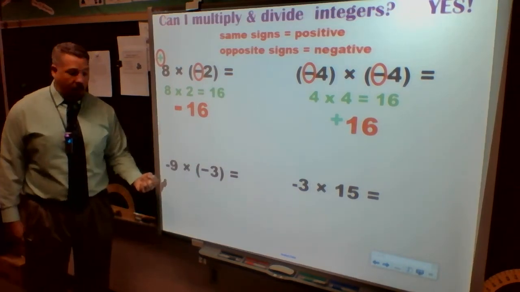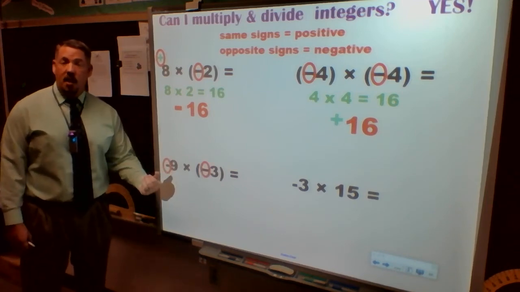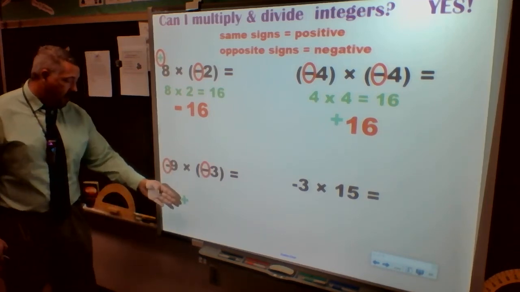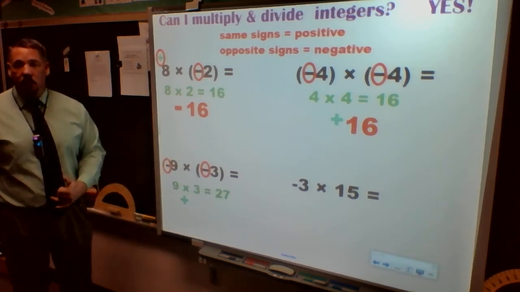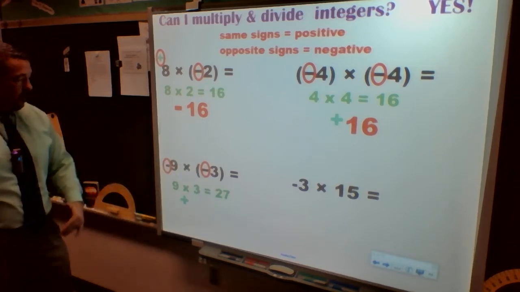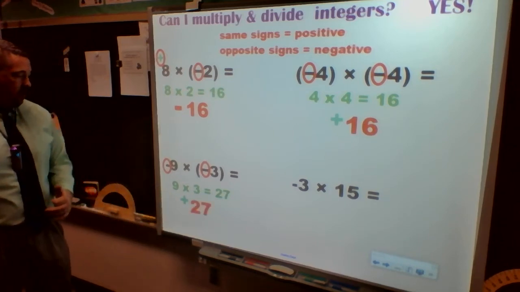Negative 9 times negative 3. Same sign. Same signs give me what type of answer? Positive answer. Then I do my multiplication. 9 times 3 is what? Well, 9 times 3 is 27, so I know my answer is a positive 27.